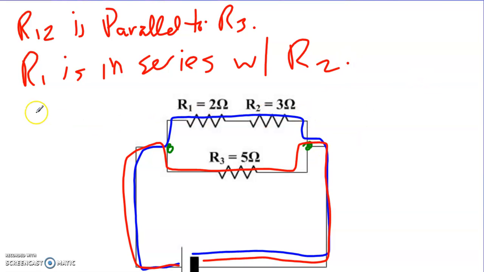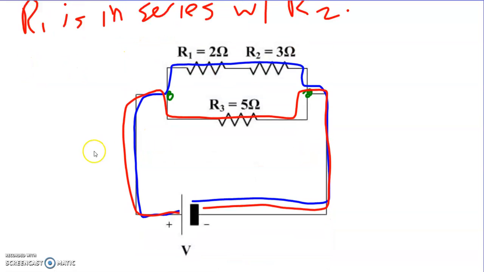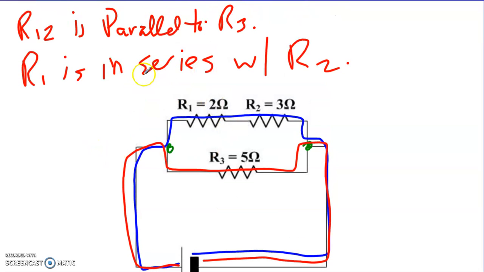Because if we know those two things, we could use our rules for combining resistors in series and combining resistors in parallel. So we're going to first do the series part because if I want R12 with R3 in parallel, I need to know what is R12. To figure that out, R1 is in series with R2. That's how I'll figure that out.